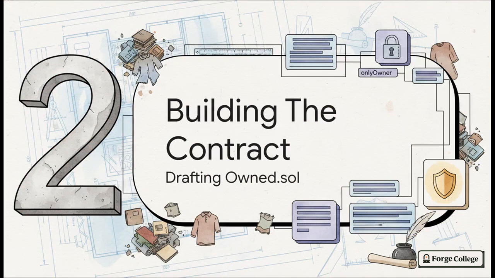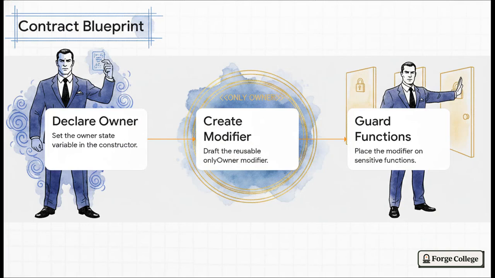Moving right along to Section 2, building the smart contract, drafting the owned blueprint. Let's head over to the drafting board and see how we actually build this from the ground up, keeping all our logic perfectly centralized. Because look, we want our function bodies to stay clean and readable, right? We definitely don't want security checks scattered all over the place like clothes in a messy teenager's bedroom.